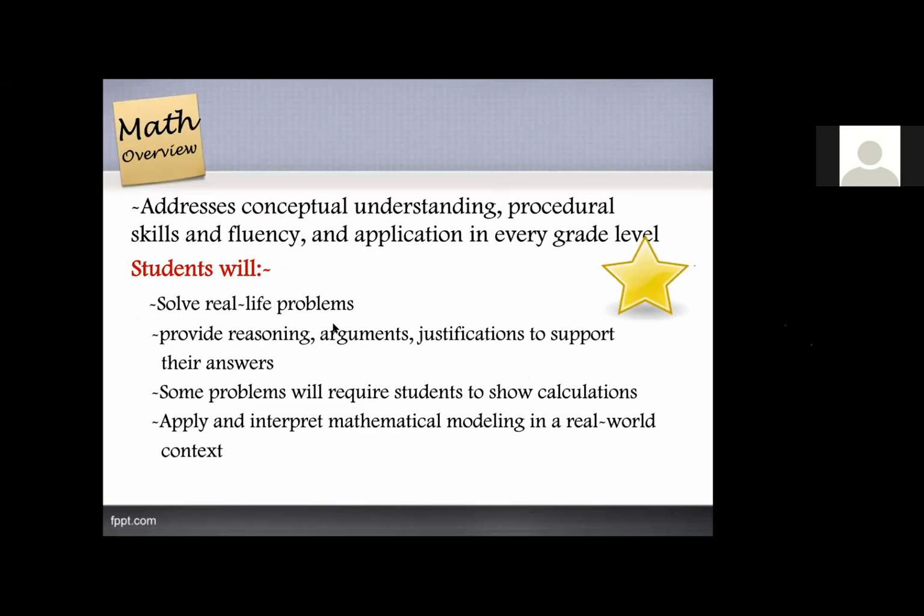So these are the things that the test will address. They're going to solve real life problems. They have to provide reasoning, arguments, justifications to support their answers. Some problems are going to require the students to show their calculations. And they're going to have to apply, interpret mathematical modeling in the real world context. Again, this is something they've all been doing all year long.